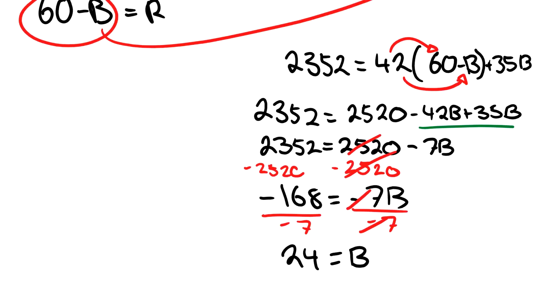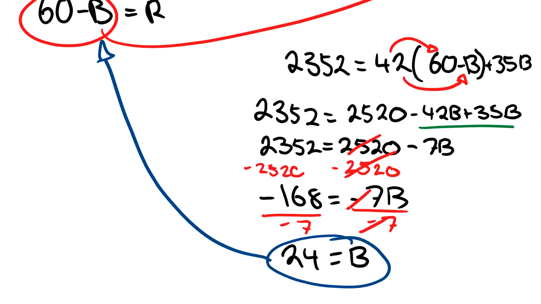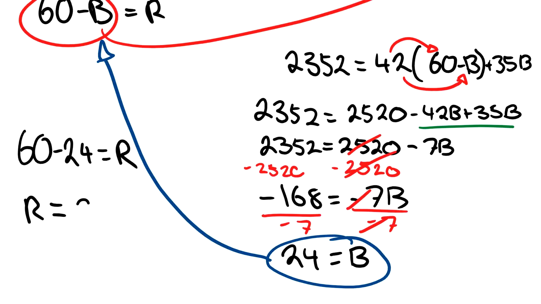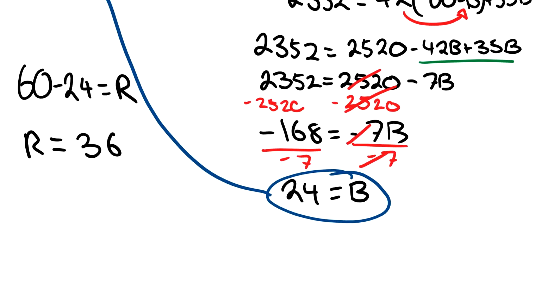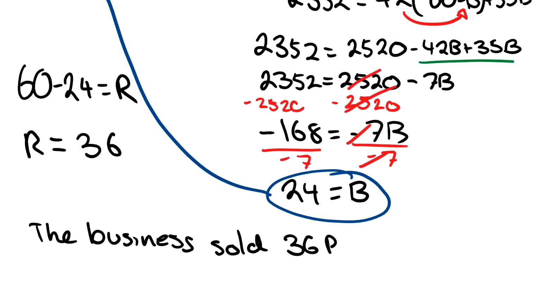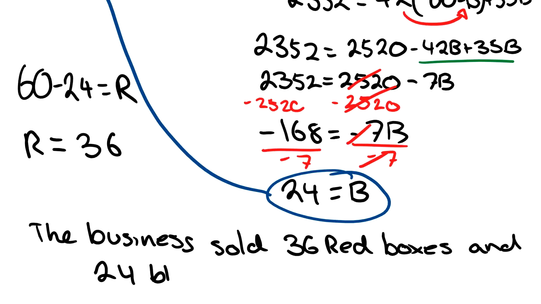So now we can go back up. So here, we can go back up to where this B is, and we can solve it. So we get 60, take away 24 equals R. So R is going to equal 36. So concluding statement here is the business sold 36 red boxes and 24 blue boxes.